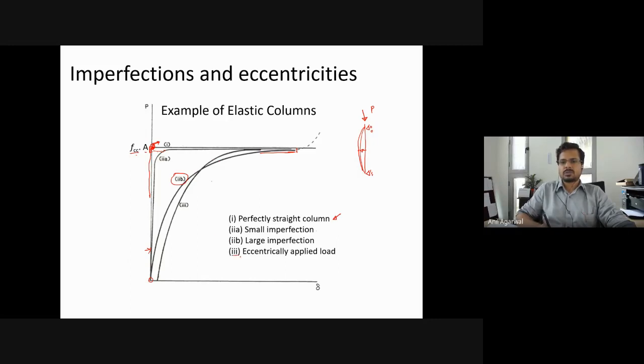And then you may have a situation of eccentrically applied load, whereas actually even if the column is perfectly straight, this kind of situation arises or is accounted for more frequently in concrete columns. So your column might be perfectly straight, or at least you try to keep it perfectly straight, and you have a beam or a number of beams coming and connecting to this column.